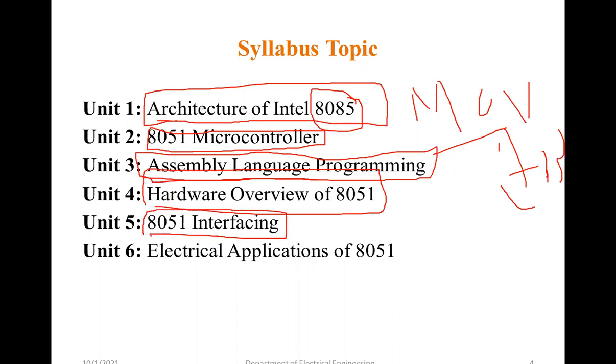This is the interfacing. Interfacing means what? We have to connect the LCD to the 8051. We have to connect the ADC to the 8051. We have to connect the DAC to the 8051. Then we have to connect the external ROM and the external data memory to the 8051. This is the interfacing part of the 8051.